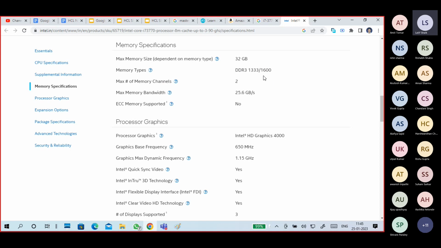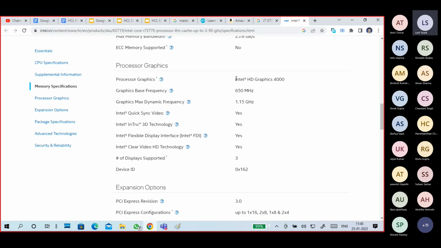This is the RAM type. RAM type is DDR3, and it will support 1333 megahertz frequency or 1600 megahertz frequency RAM. It contains internal graphics memory, HD Graphics 4000, means up to 2 GB graphics internally you are getting.